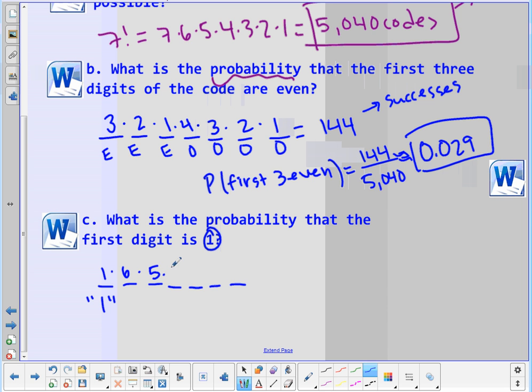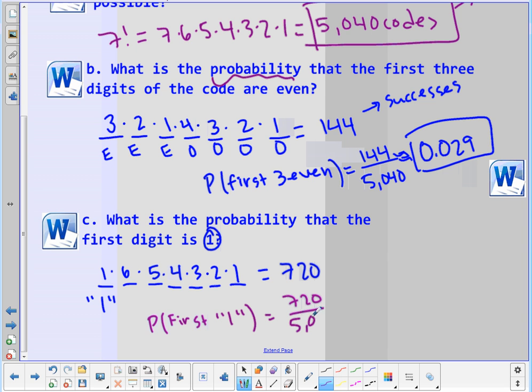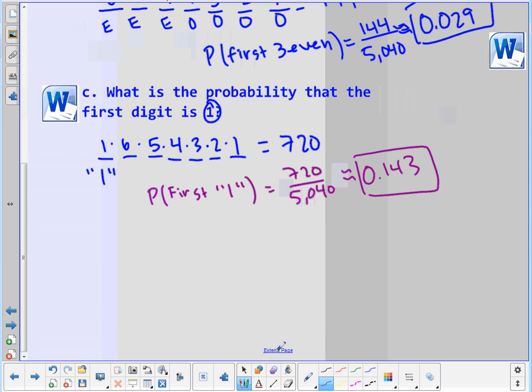So then I have 6 times 5 times 4 times 3 times 2 times 1. So really what this ends up being is 6 factorial, because multiplying by 1 doesn't change anything for us. So when I do 6 factorial, I have 720. So those are my successes. And then the probability of the first digit being 1 is 720 divided by 5,040, which is approximately 0.143. So if you were thinking of percentages, that's kind of like a 14% chance that that could happen.